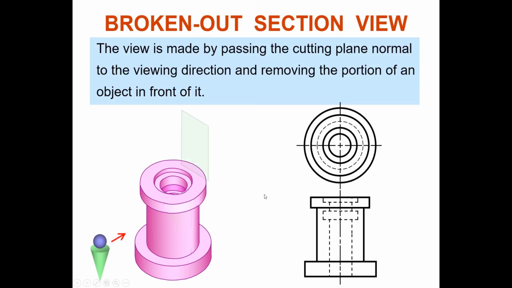Broken out section means only a portion of it, a certain part, because you don't have to make a full section or half section, not necessarily, because only a portion of this component, you want to see what's inside. For example, can you see the shaded green here on your isometric view? Only this portion I want to be removed, like you knock it out with a hammer. Okay, broken out, that's what we call broken out. So only that portion, then you do section view. Clear? This is what we call broken out section.